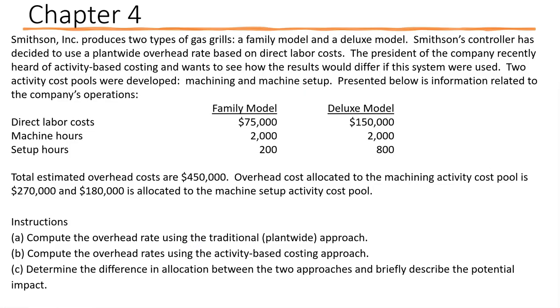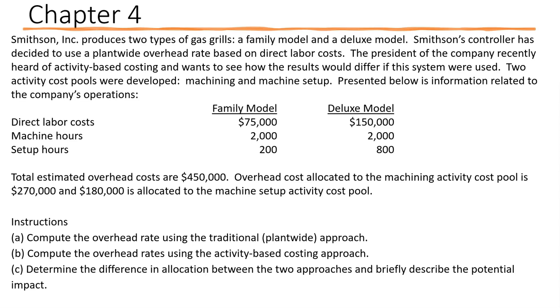So Smithson Inc. produces two types of gas grills, a family model and a deluxe model. Smithson's controller has decided to use a plant-wide overhead rate based on direct labor hours. The president of the company recently heard of activity-based costing and wants to see how the results would differ if this system were used. Two activity cost pools were developed, machining and machine setup. Presented below is the information related to the company's operations.